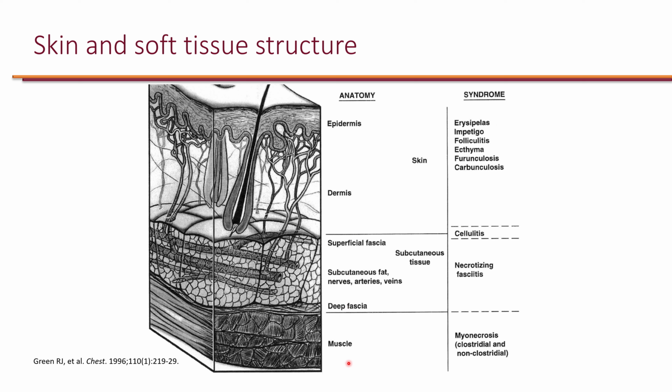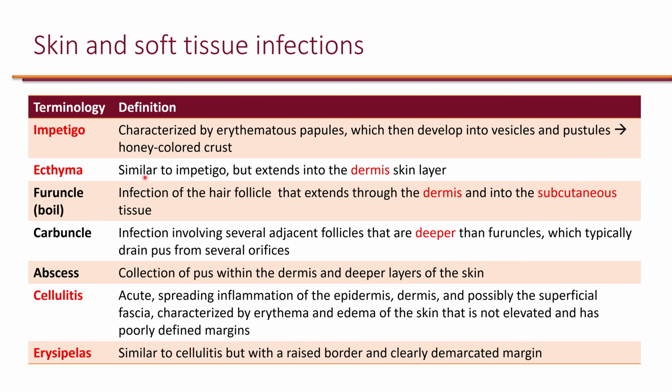and of course muscle underneath. Now, depending on what layer, we will talk about specific infections based on how deep we go into the skin structure. Now, impetigo, characterized by erythematous papules, which then develop into vesicles and pustules, will eventually form a honey-colored crust. And this is essentially in the epidermis layer.